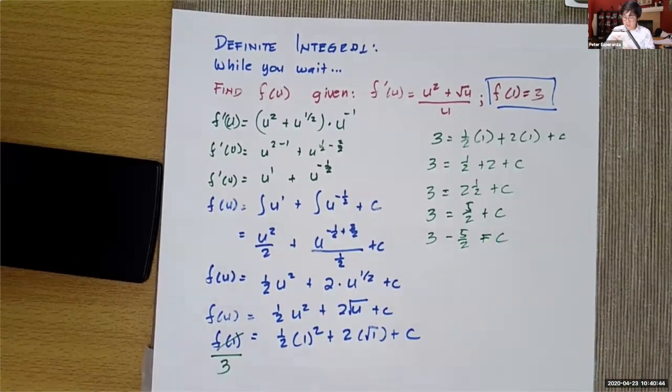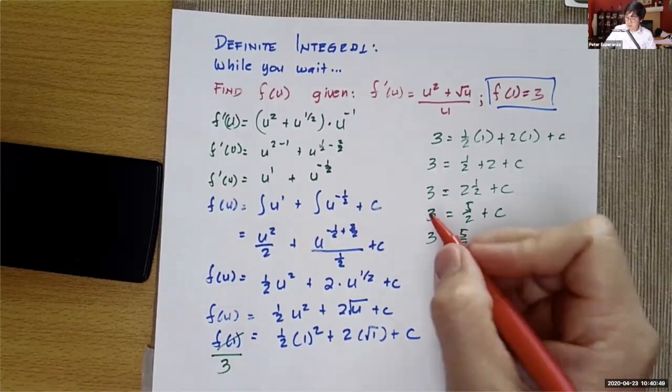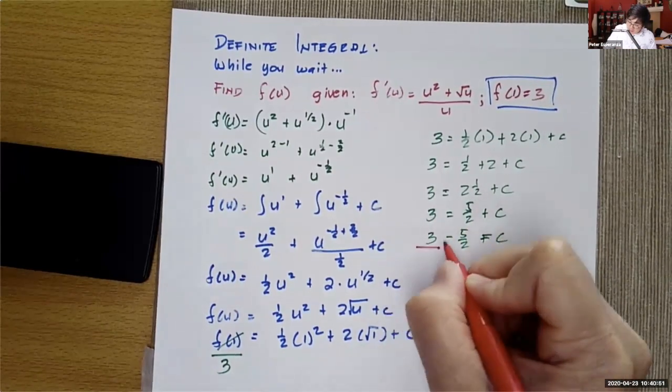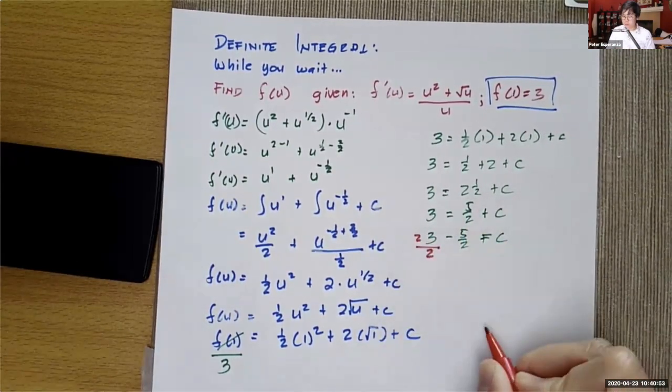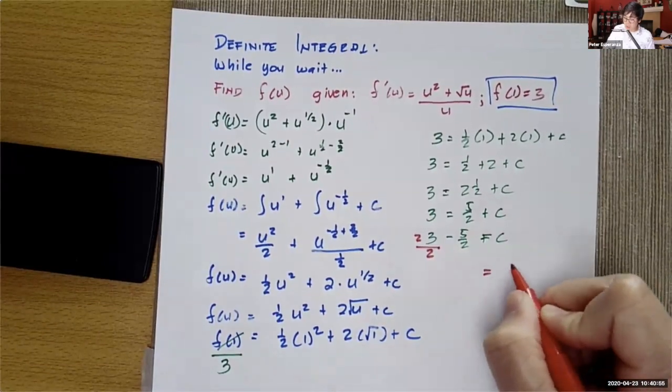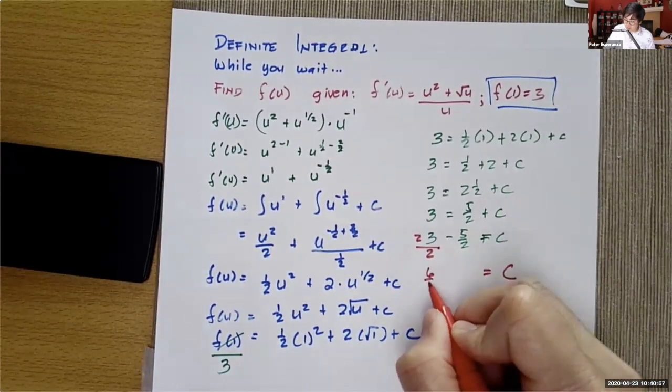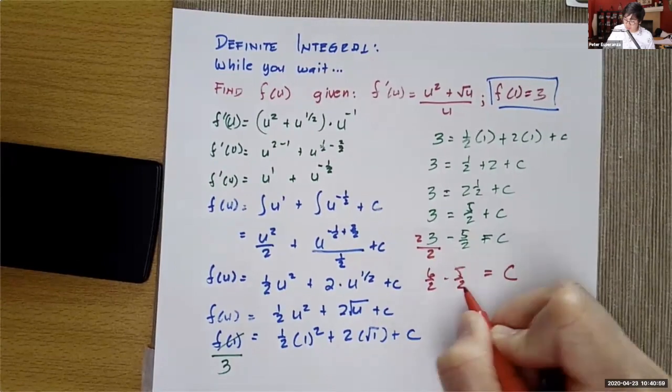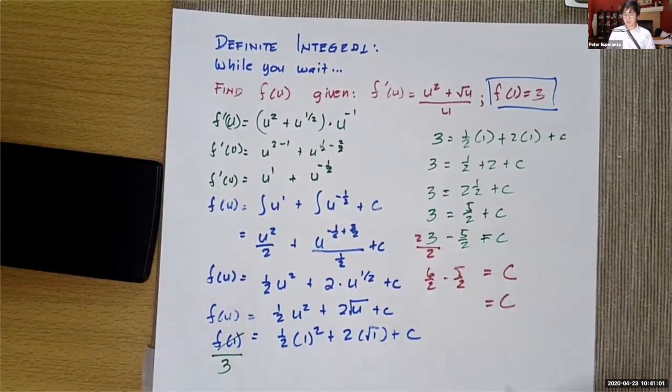Same denominator. So these are all algebra work. We'll just change this into 2 and 2 so that they have the same denominator. So c is equal to 6 all over 2 minus 5 all over 2. And what is 6 all over 2 minus 5 all over 2?